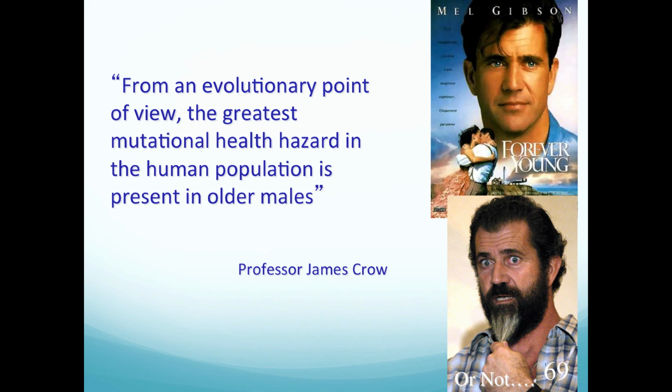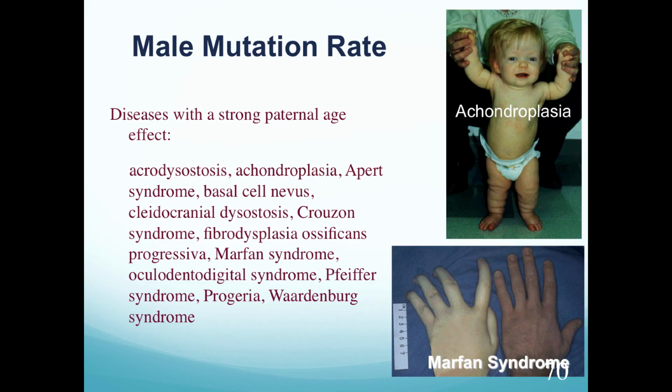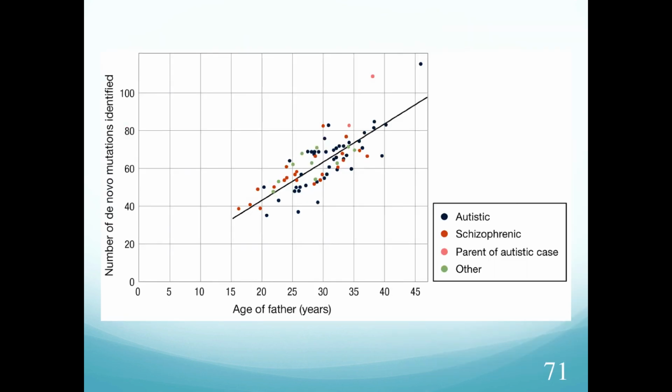So it could be argued that men introduce the highest levels of mutations into the population, and especially older males are sort of a health hazard to the human population in terms of bringing in genetic mutations that might be deleterious. There's a wide list of mutations that have an association with paternal age. So the older the father is, the more likely infants are to show these various diseases. You can see an increase in autism, schizophrenia, and other diseases that has a clear trend with older and older males.